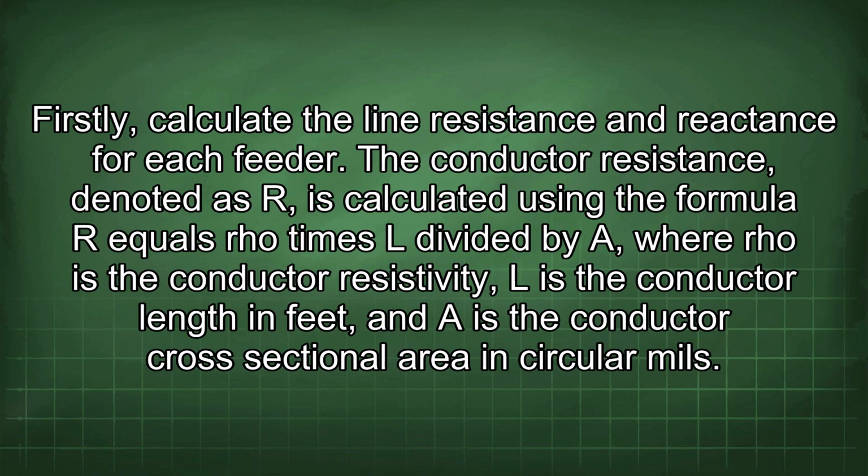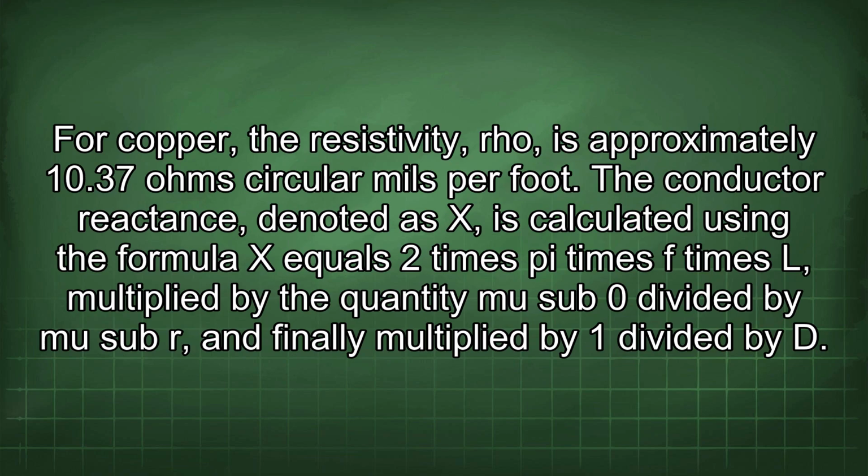Firstly, calculate the line resistance and reactance for each feeder. The conductor resistance, denoted as R, is calculated using the formula R equals ρ times L divided by A, where ρ is the conductor resistivity, L is the conductor length in feet, and A is the conductor cross-sectional area in circular mils. For copper, the resistivity ρ is approximately 10.37 ohms circular mils per foot.